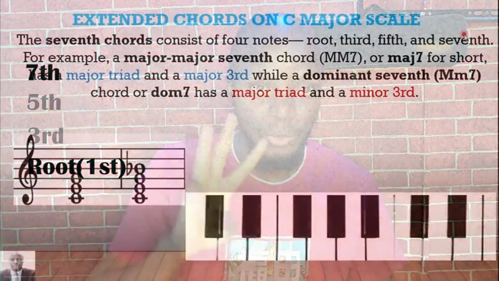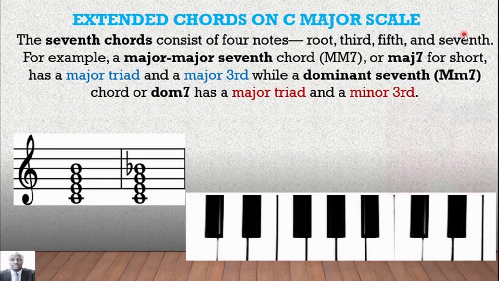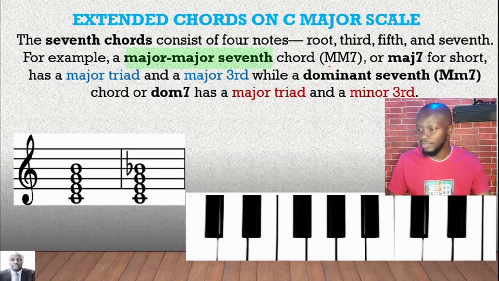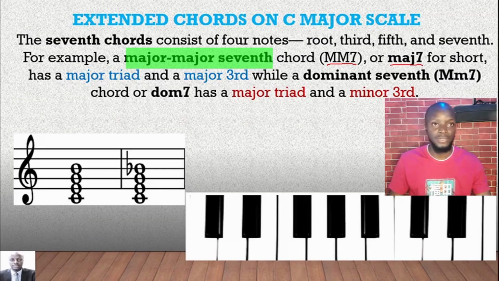An example of extended chords that we'll be dealing with today is the one with the 7th. So it has the root, the third, the fifth, and the 7th, with the interval of thirds apart. The 7th chord is an example of an extended chord because it has an extra note above the 5th, which is the 7th. For example, a major 7th chord, which is MM7, or you can just call it the major 7th, MAJ7. It has the major triad and the major 7th.